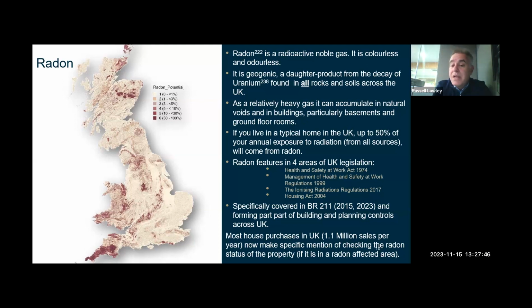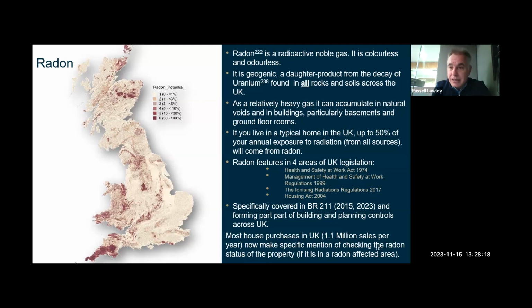So there's 1.1 million house sales a year now that point to radon. Radon is specifically covered in BR 211, which is the construction Bible. But also radon features in 4 areas of UK legislation, including the Health and Safety at Work Act, and including ionizing radiation regulations and the Housing Act. So the health and safety message and the public sector message that I'm giving today is if you're in rented accommodation or if you are renting accommodation out to people, you do need to think about radon in some parts of the country.